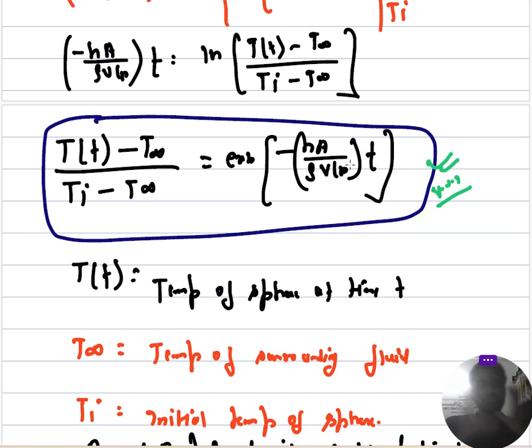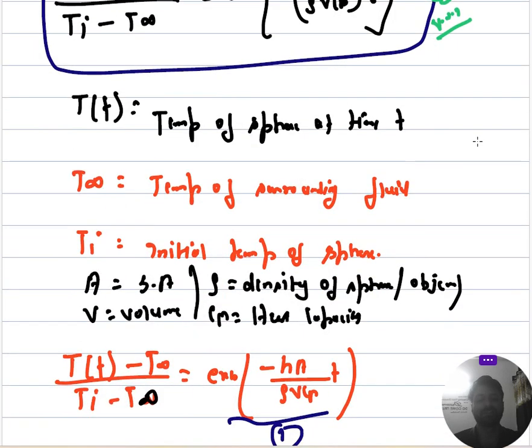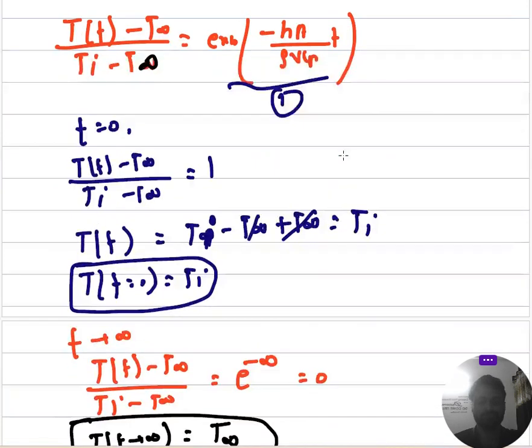When the solid is losing heat to the atmospheric fluid, the fluid surrounding the solid, the exponent is minus hA by rho V Cp times t. And when the solid is being heated by the fluid, meaning the temperature of the fluid is more than the temperature of the solid, then this sign will be positive here. That is the case. T(t) is the temperature of the solid sphere at any time, and T infinity is the temperature of the surrounding fluid, which I have already discussed.